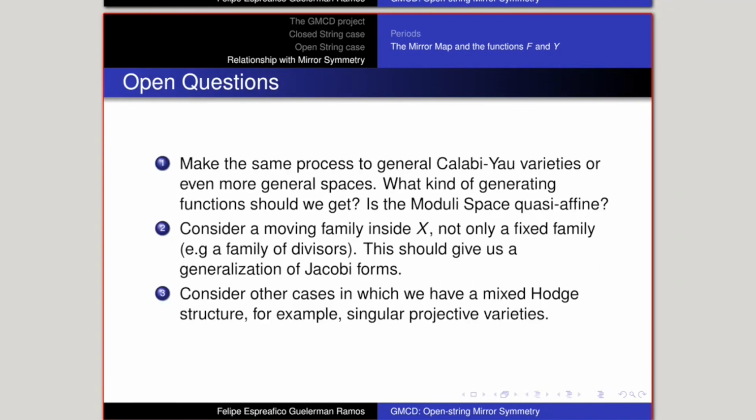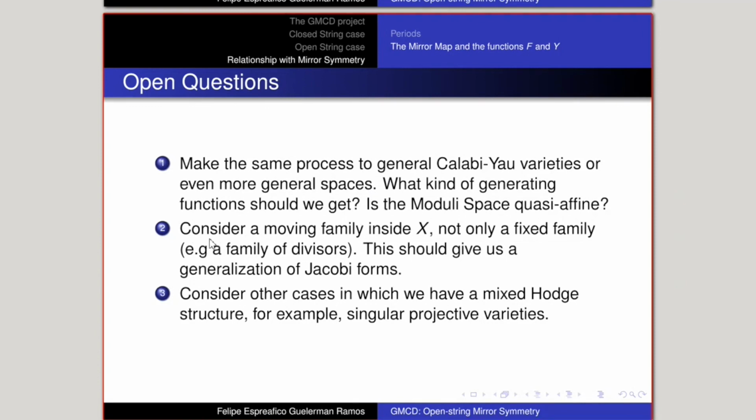So to end, I'm over time, but just 3 quick questions which are still open. What happens in general, for general Calabi-Yau? We are considering the mirror quintic here, but can we prove something in general? Because here everything is very explicit and computable. But can we make a more general theory of modular forms in this way? What kind of generating functions would we get in this case? Is it related to physics? Is the moduli space, in the first place, quasi-affine or not? So all these are still open.